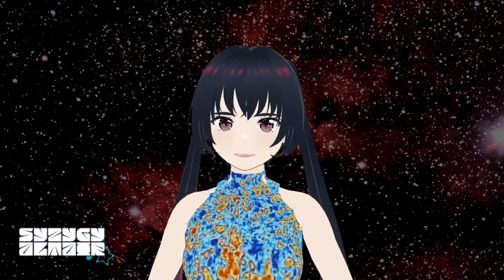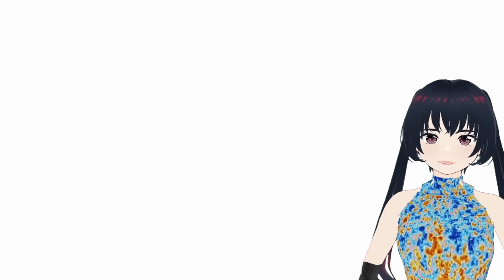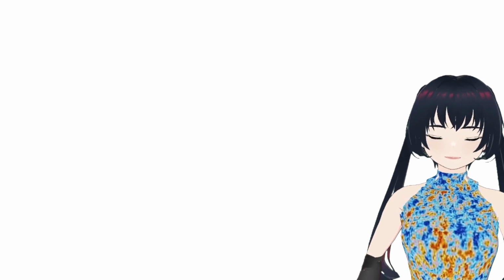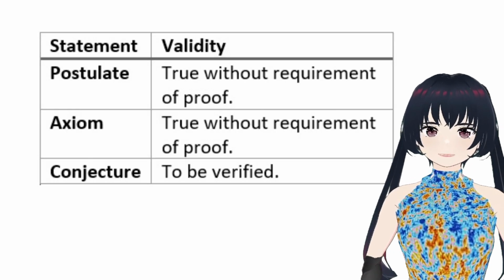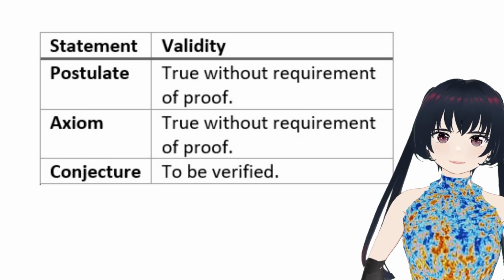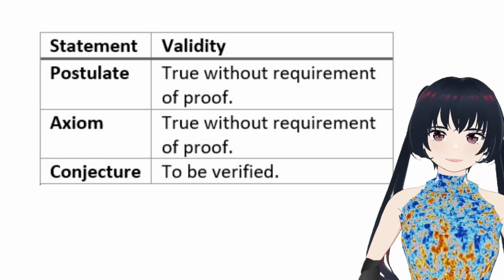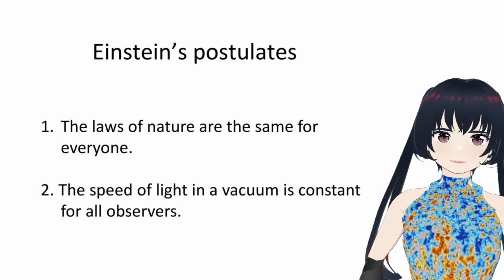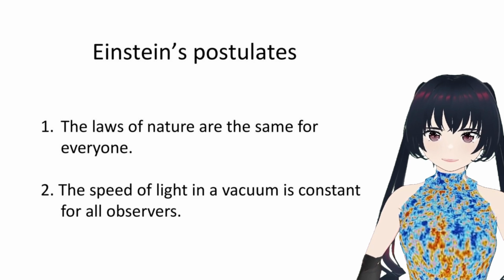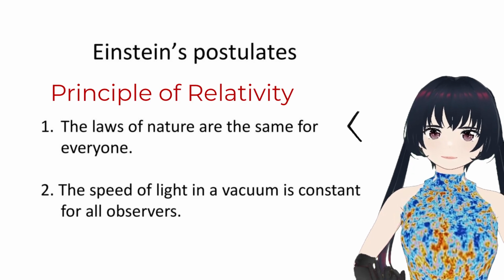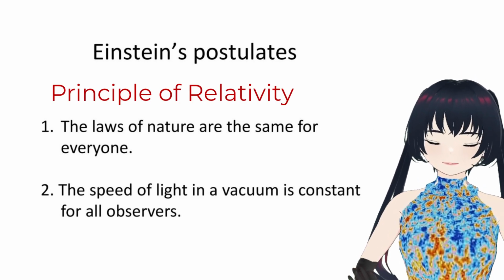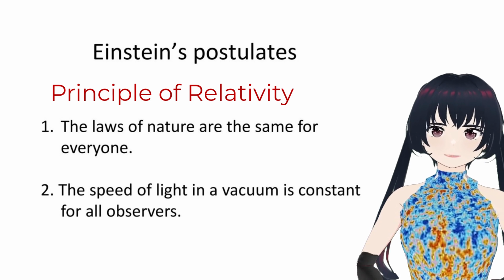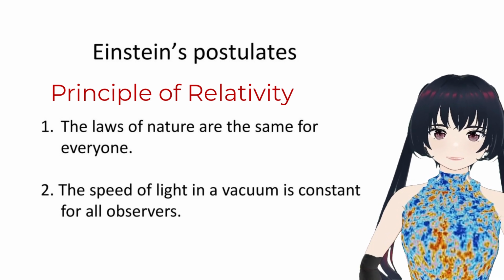Let's get started. Let's first begin with Einstein's postulates. A postulate is an assumption that is used as a basis to build a physical theory, and we test these by comparing the predictions with observations. Einstein introduced two key postulates that laid the foundation for his theory of special relativity. The first was the principle of relativity. This states that the laws of physics are the same in all inertial frames of reference.